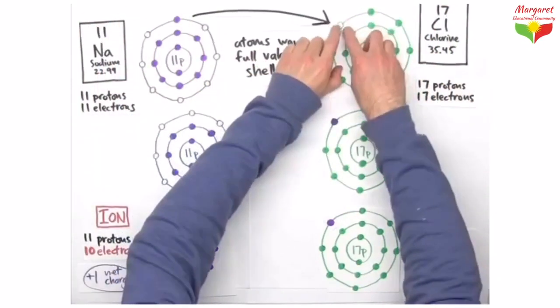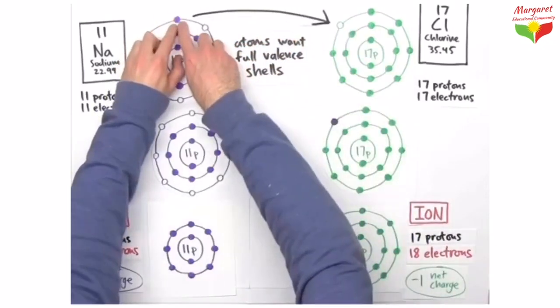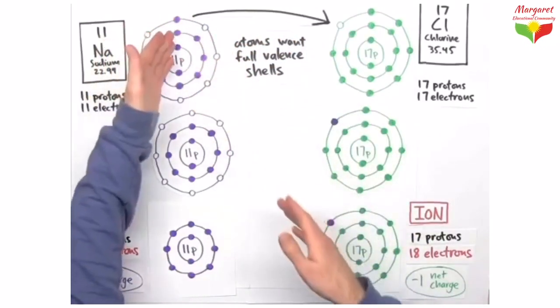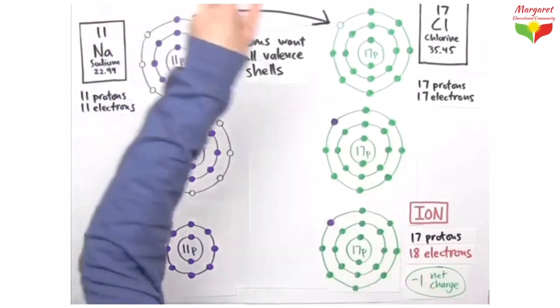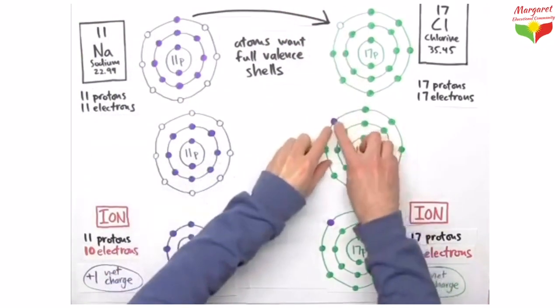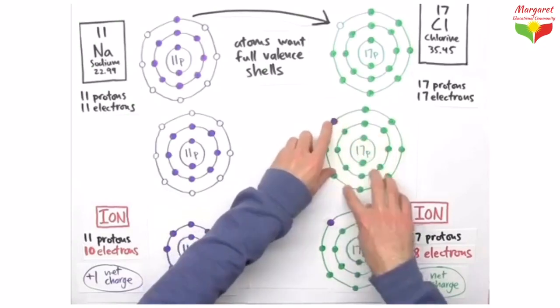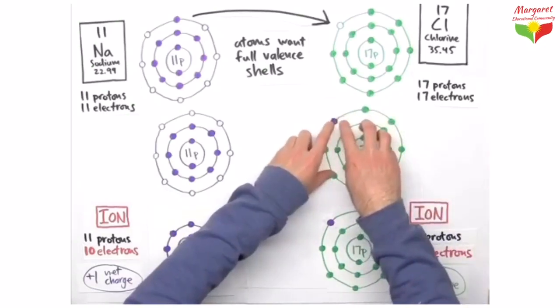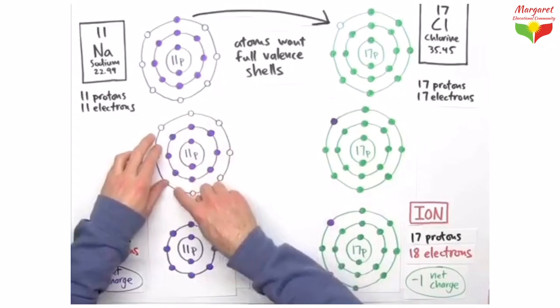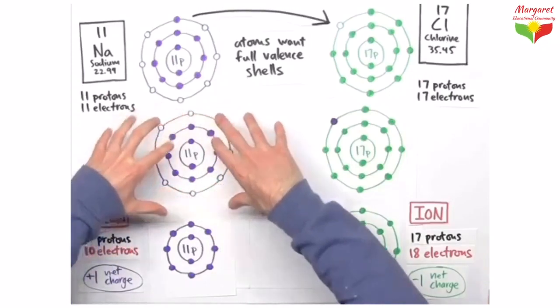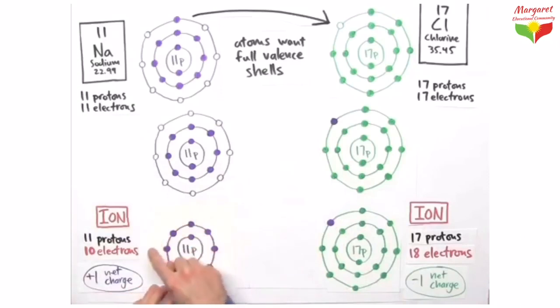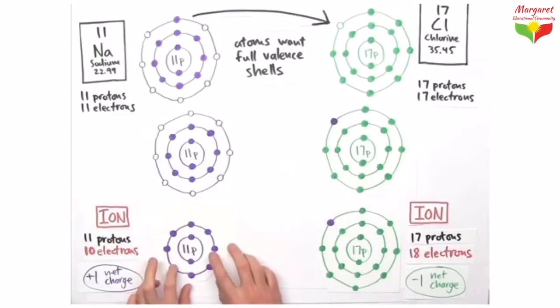Chlorine has an empty spot. Sodium has only one electron in its valence shell. So the electron here moves from sodium to chlorine. So now chlorine got one more electron and it has a full valence shell. Sodium empties out its valence shell, so it's almost like that old valence shell just disappeared. We end up with this, and a new valence shell is totally full.